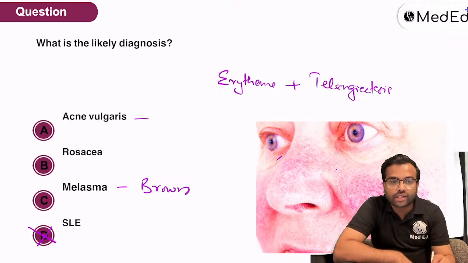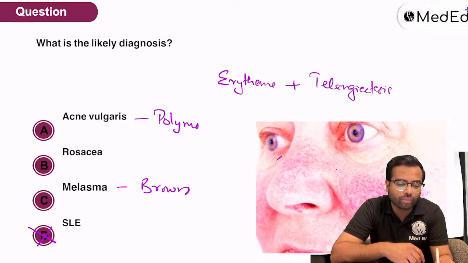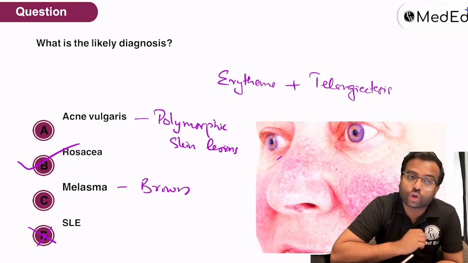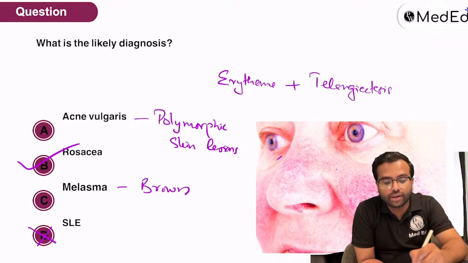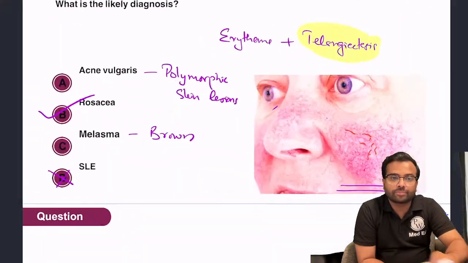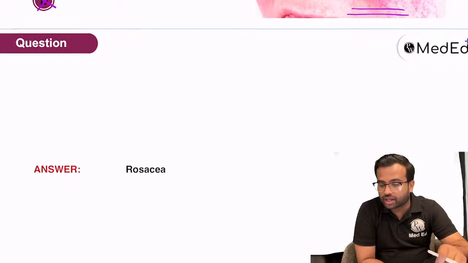So in acne vulgaris, do we get something like this? No. In acne vulgaris, we will get polymorphic skin lesions, right? So here the right answer should be rosacea, erythematotelangiectatic type. So it's very important that you read the skin. When you see this image, you can see multiple telangiectasia here and there. All these telangiectasia are seen in a condition called rosacea.